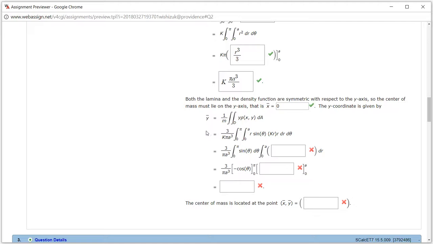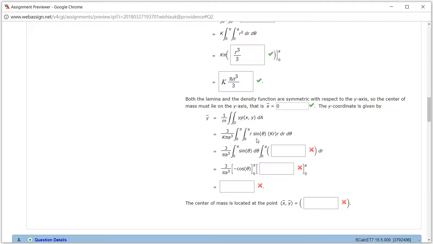Y bar can be found by this double integral, which is going to give us the total moment with respect to the x-axis, and then we just divide by the total mass. So let's do that. Here we just convert to polar coordinates. So y becomes r sine of theta, as we knew, and then the density is kr. Then dA is r dr d theta. So we have that.